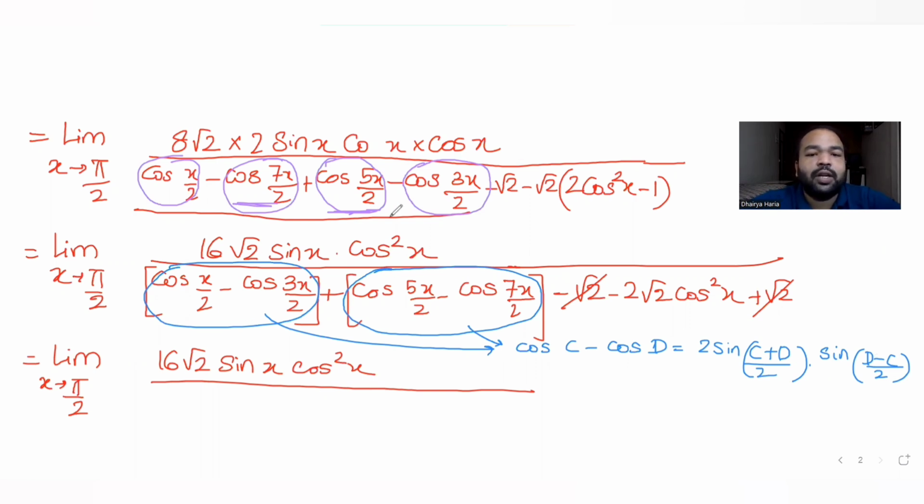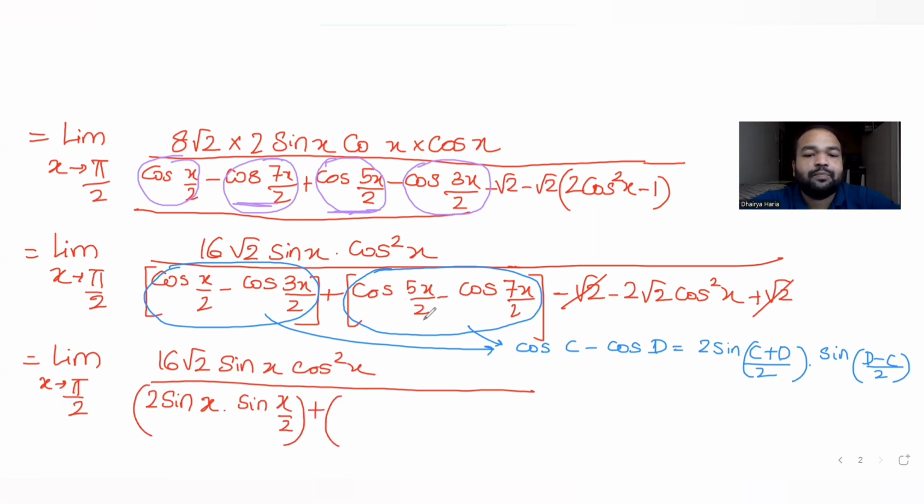So if I use it here in this form, cos c minus cos d gives you 2 sine of c plus d by 2. So x by 2 plus 3x by 2, that is 2x, 2x by 2, that is x. And further, it is sine of d minus c by 2. So 3x by 2 minus x by 2, d minus c is 2x by 2, that is x. And d minus c is x and by 2, so it becomes again sine of x by 2.